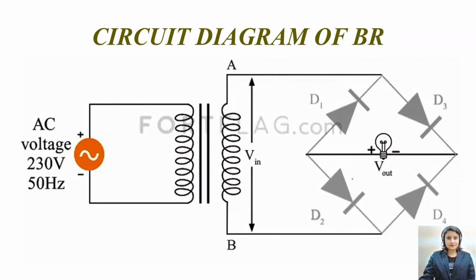We will see its circuit diagram. In the circuit diagram, if you see, a step down transformer is used. A bridge rectifier requires a step down transformer. It no longer uses a center tap transformer. Here the 4 diodes are used, D1, D2, D3 and D4, in such a way that these 4 diodes are forming a bridge.